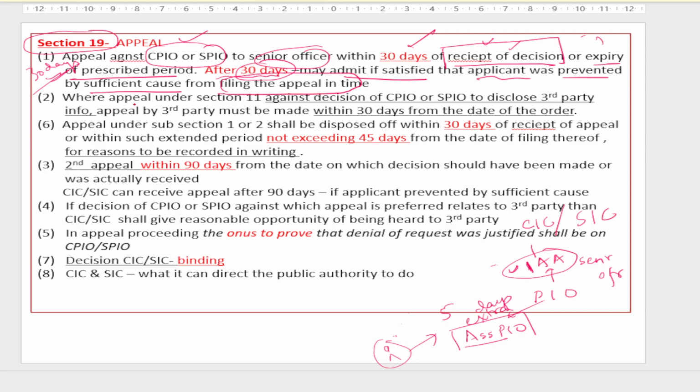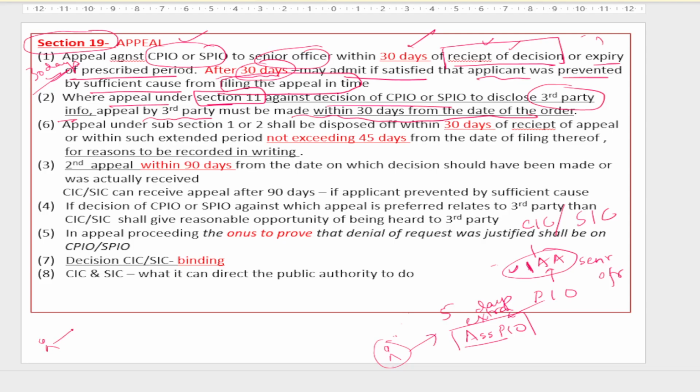Then subsection 2. Subsection 2 says that when the appeal under section 11, that is third party information, is made by the third party against the decision of the PIO to disclose third party information, then the appeal by the third party must be made within 30 days from the date of order. So this is in case of third party information.